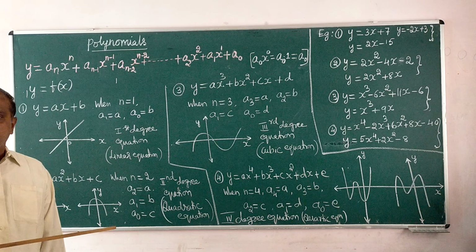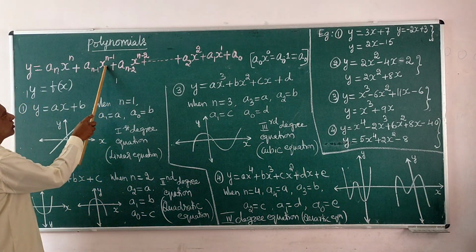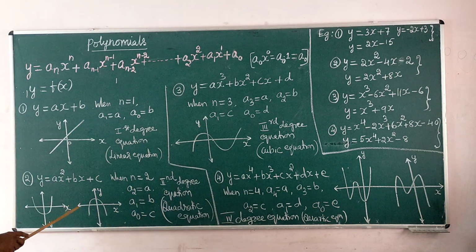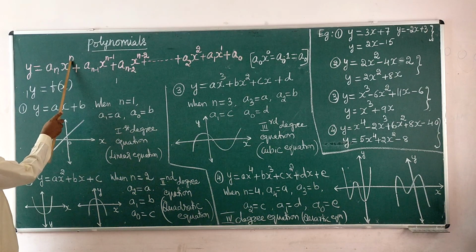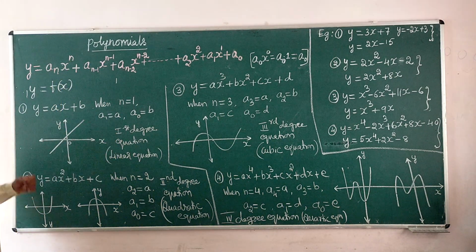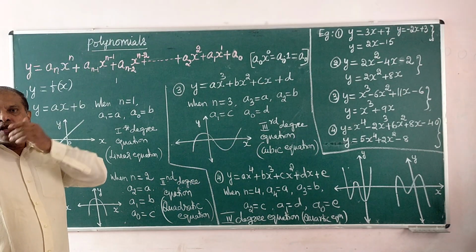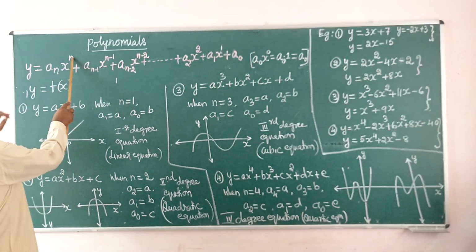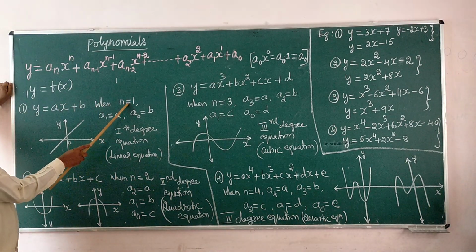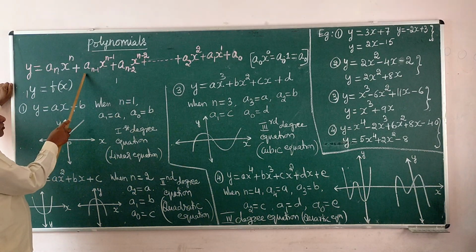Different types of polynomials are generated from this general form by feeding different values of n into this expression. When you feed all possible values of n, you get different types of polynomials. What are the possible values of n? Commence with n equals 1. When you feed n equals 1 into the equation, what polynomial do you get?